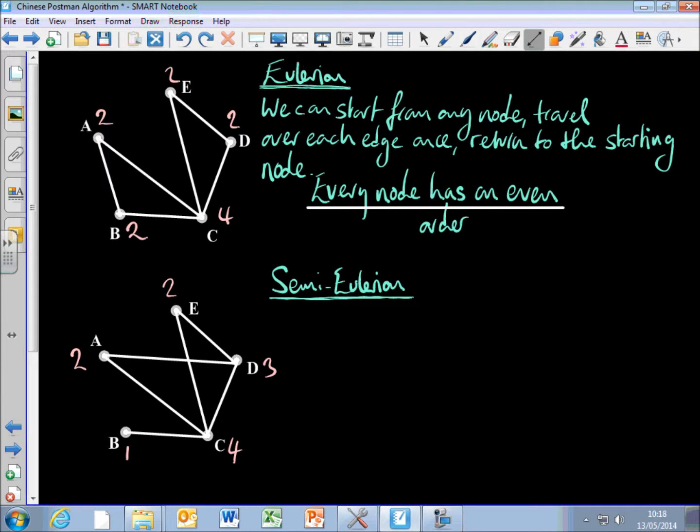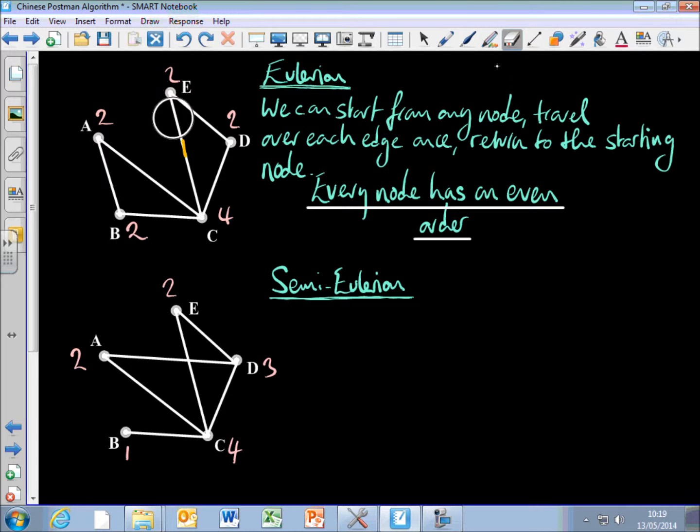And that means, or because of that, that I can start anywhere in the Eulerian graph, go over every edge and just get back to where I started. Because having an even order at each node means that there is a path into the node and a path out of the node. And if there's a path in and out of every node, if they're all even, then I can go into every node and come out of every node and get around the whole network and only go over every edge just once and get back to where I started.